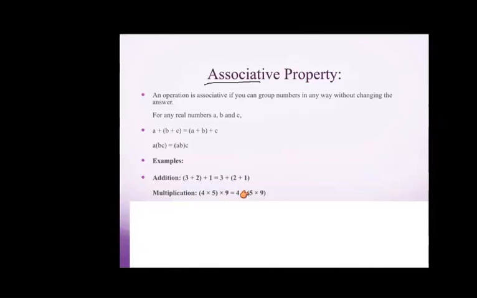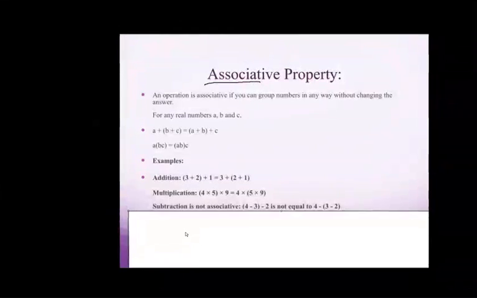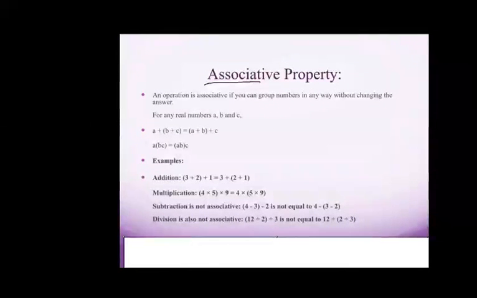4 times 5 times 9 would be 45, is also going to give us an answer of 180. Just like the commutative property, subtraction and division are not associative. It does not give you the same result if you associate the first two numbers together or the second and third numbers together. It's not associative. Same thing with division. You can see here you'd get two completely different answers if you solved this problem and if you solved this problem.